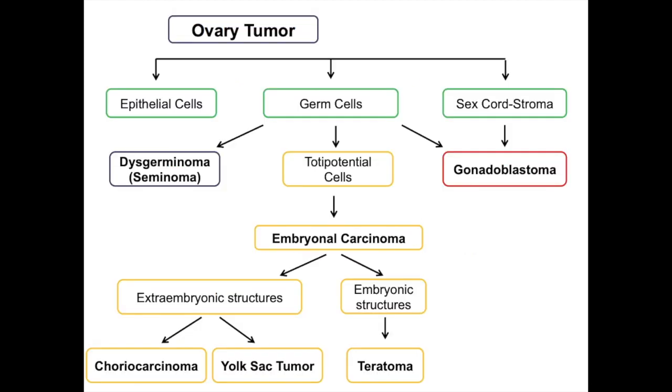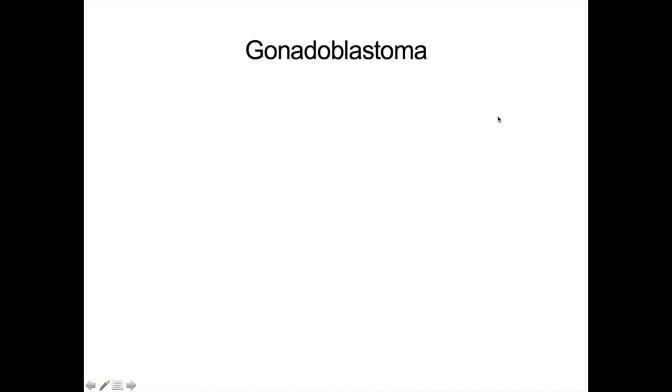So, in summary, ovarian tumors include epithelial tumors like carcinoma. There are germ cell tumors like dysgerminoma, embryonal carcinoma, choriocarcinoma, yolk sac tumor, or teratoma. And gonadoblastoma, which is from germ cells and sex cord stroma.